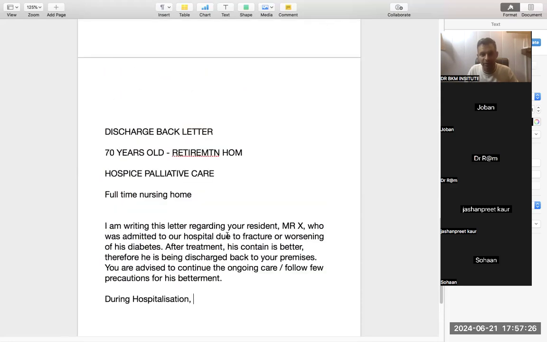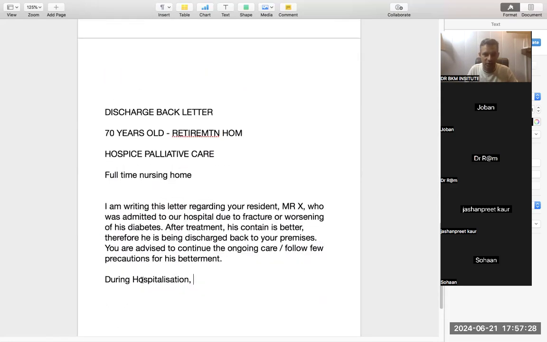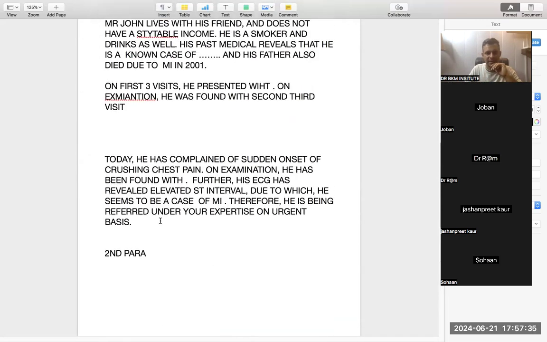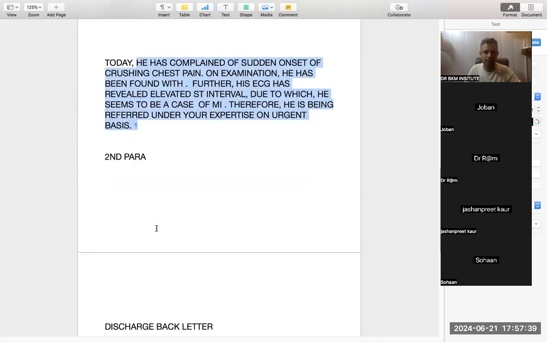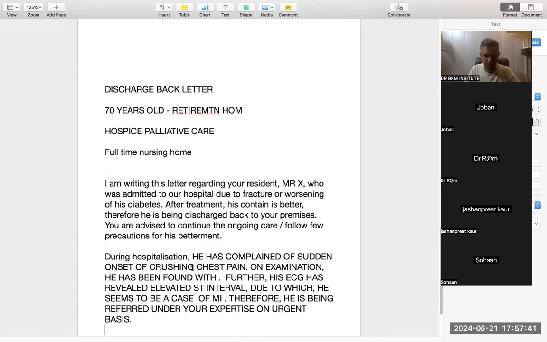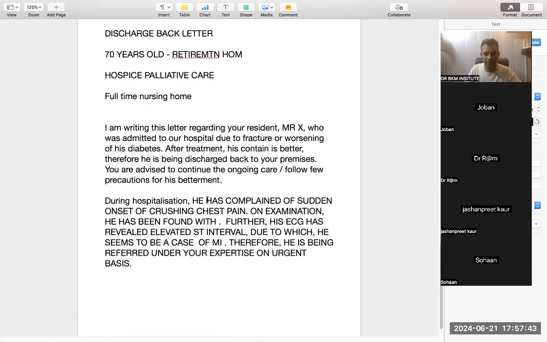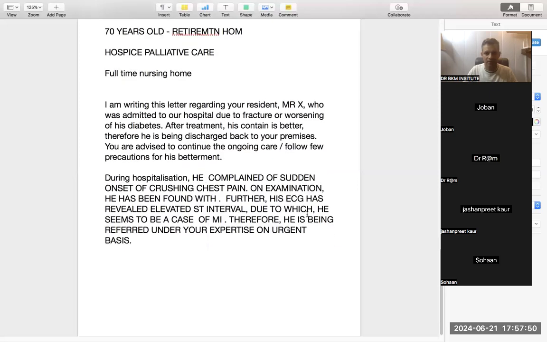Now, what would be the grammar during hospitalization? H should be smaller or capital does not make a difference in hospitalization, but smaller is better. Again, same grammar. During hospitalization, he had or he complained of this. On examination, he was found with this. That means during the hospital, he was found with this.